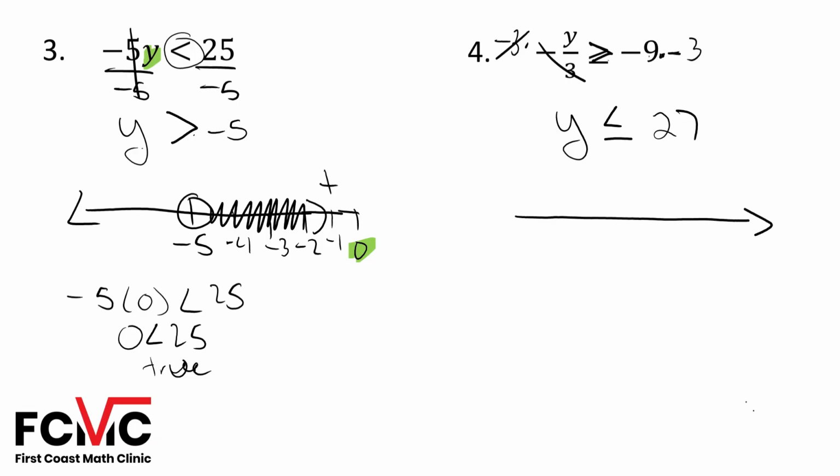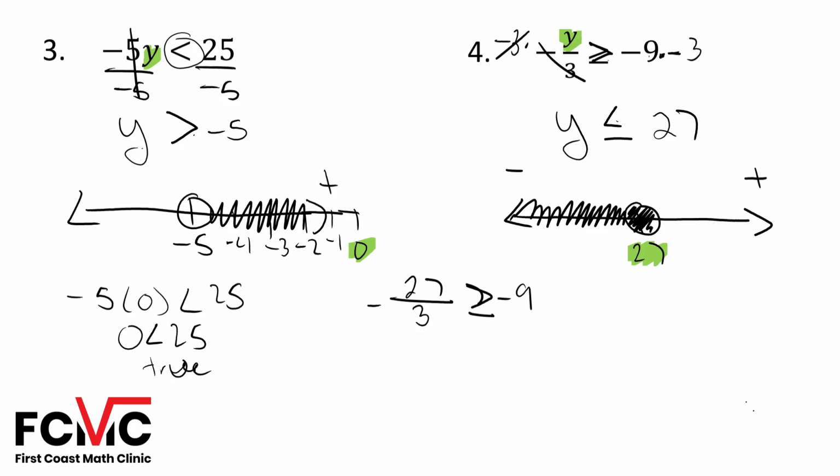So let's graph this. I'll get 27. I want a closed circle. Larger values to the right, smaller values to the left. Y is less than or equal to 27, so I'm going to shade to the left. I want my smaller values. So let's check a couple values here. We know that since it's less than or equal to, we can use that 27. Check the 27 in for y. So we have 27 over 3 is greater than or equal to negative 9. And we're going to get negative 9 is greater than or equal to negative 9, which is true.